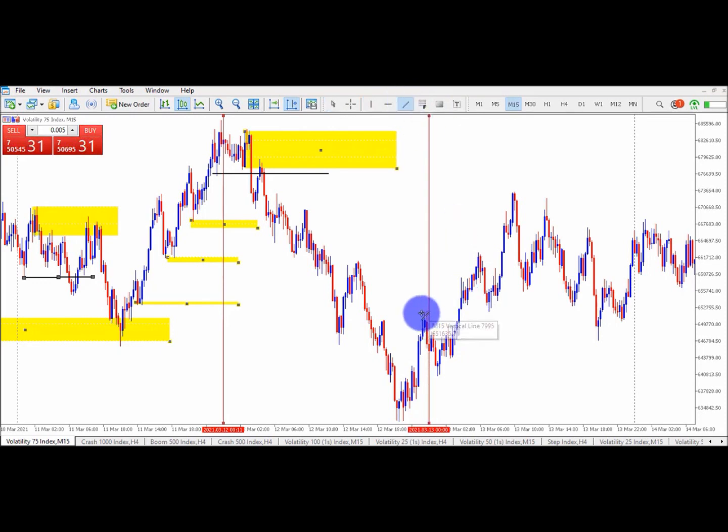So what breaks first is the high. Then when the high breaks, you are looking for what? You are looking for a retest of an order block.